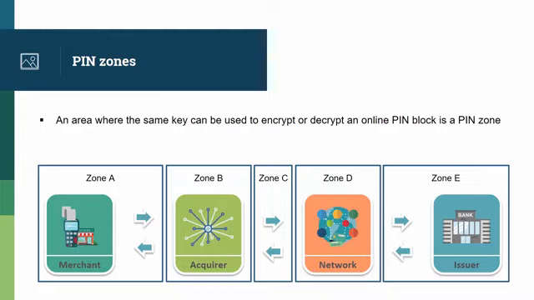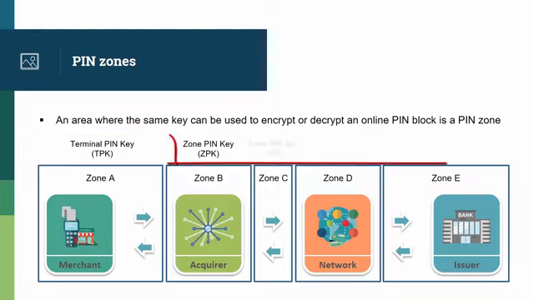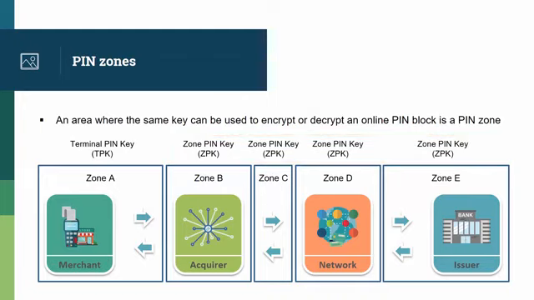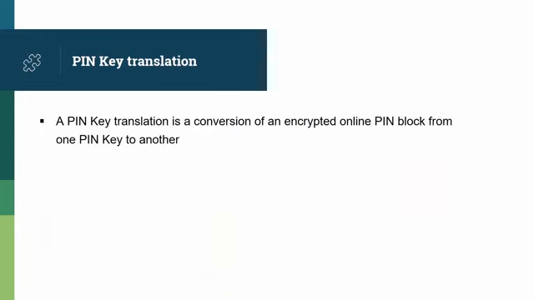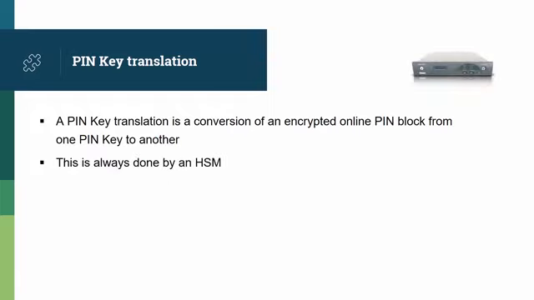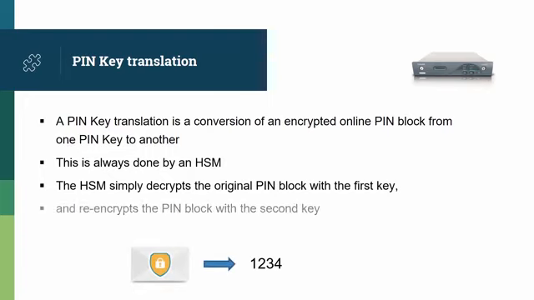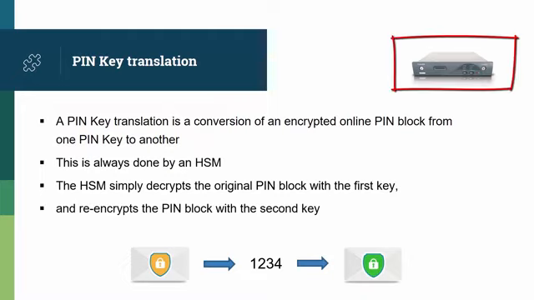Each zone is protected by a key. The zone with the terminal is protected by a terminal PIN key, or TPK. All the other zones are protected by a zone PIN key, or ZPK. So just to restate it, a key translation of an online PIN is the conversion of an encrypted online PIN block from one PIN key to another. This is always done by an HSM. The HSM simply decrypts the original PIN block with the first key and re-encrypts the PIN block with the second key. This is done inside the HSM in a secure fashion.